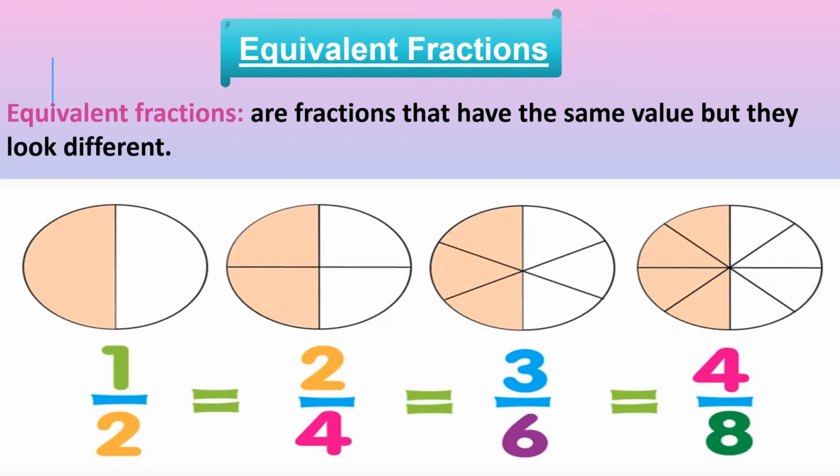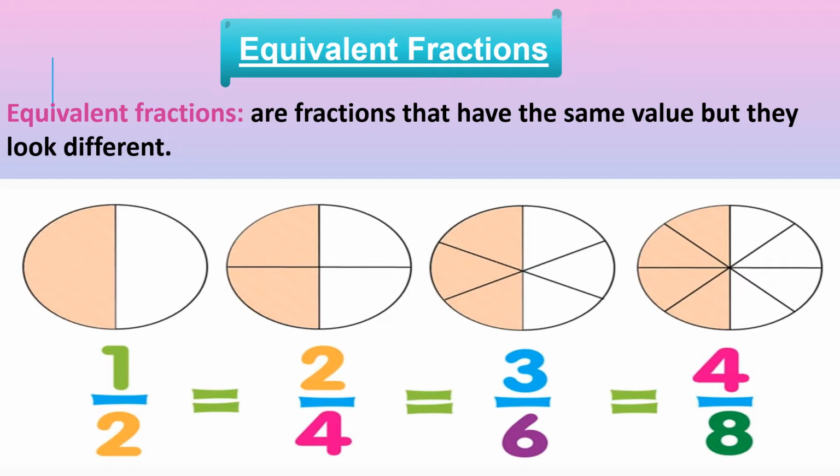Here I have 1/2 or 1 over 2, 2 over 4, 3 over 6, and 4 over 8. If you compare the shaded with the whole, you can see that they are representing the exact same value. In fact, they are equivalent to 1/2. So 1/2 or 1 over 2 equals 2 over 4 equals 3 over 6 equals 4 over 8.